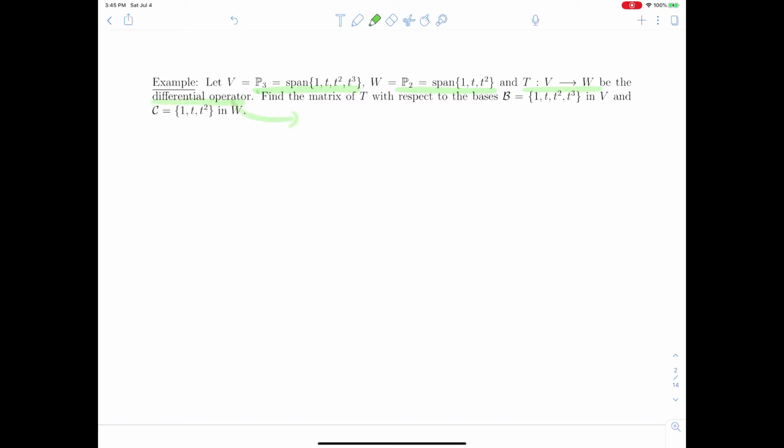This means that, for example, if you put 2t squared plus 1 into T, then this will give you the derivative of this function, which equals 4t. So let's pause the video and try to find the matrix of T with respect to the bases given by B and C.